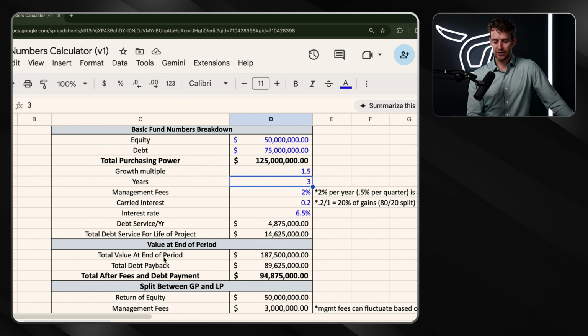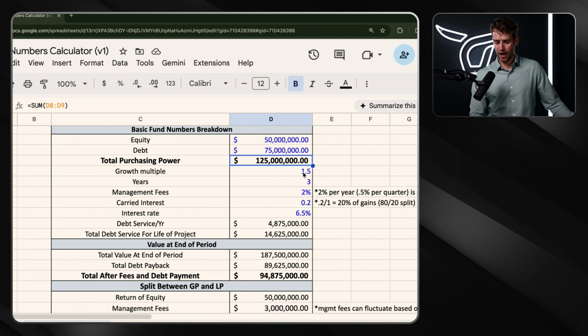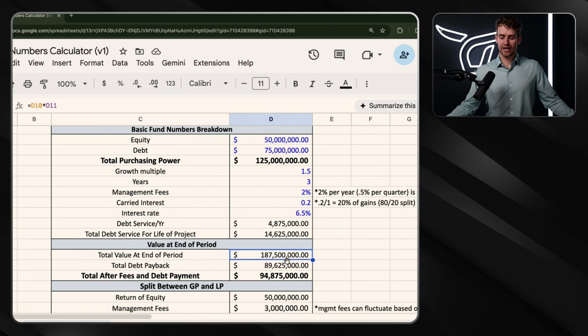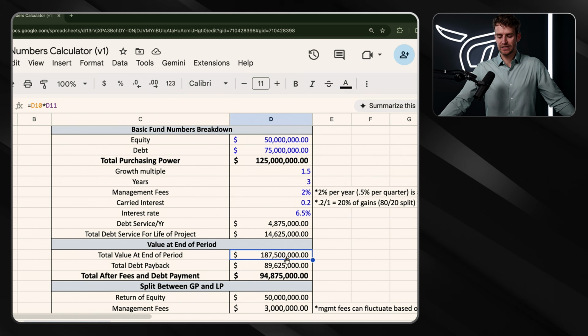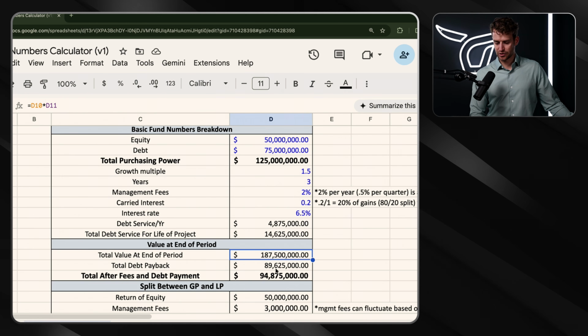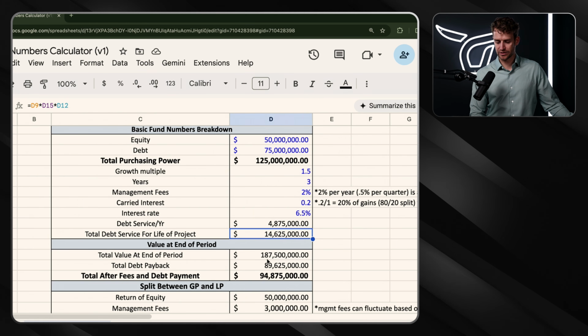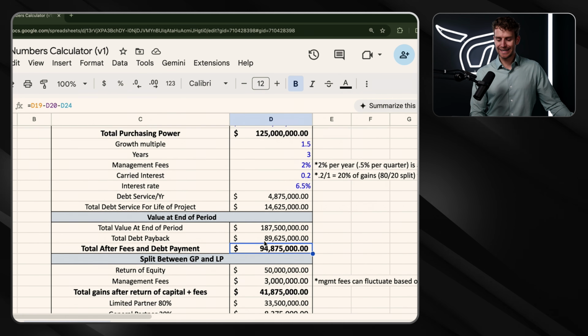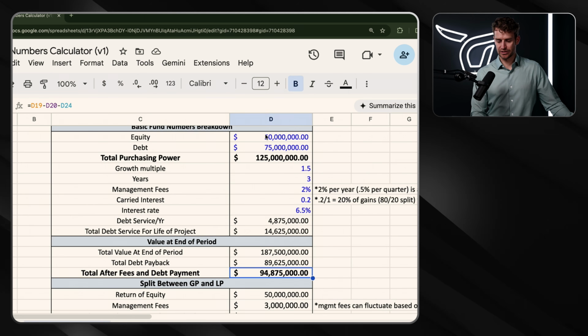Okay, so total value at the end of the period. We put in 125 million, we're up 1.5x over 3 years. That means we could sell this for $187.5 million. We've got to pay back our debt service. So 75 million plus 14 million brings us to 89 million. After fees and debt payment, 94 million is back, which is, we only put 50 million of equity in and we end up with 94 million.